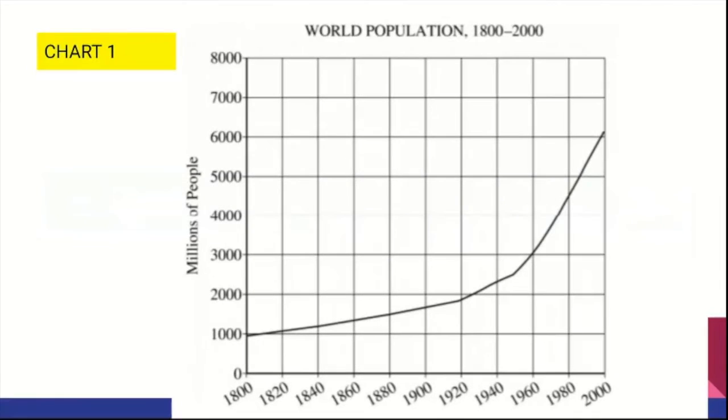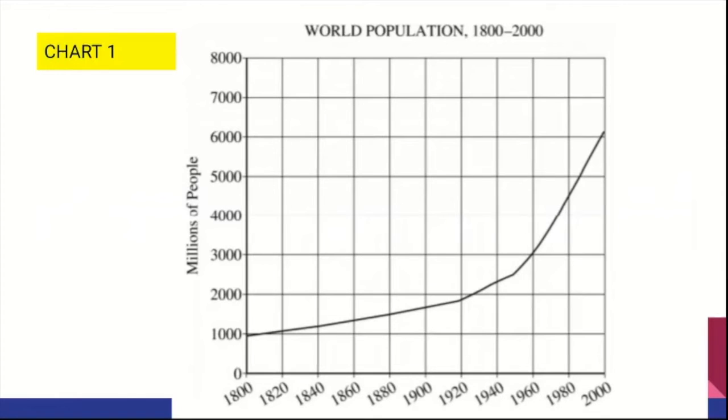So chart 1. Everybody should be where I am, where you're following along with me. Chart 1 is world population from 1800 to the year 2000. On the axis, we have millions of people. So 1,000 would be 1 billion, right? So in the year 1800.